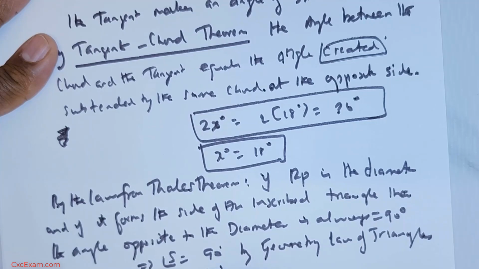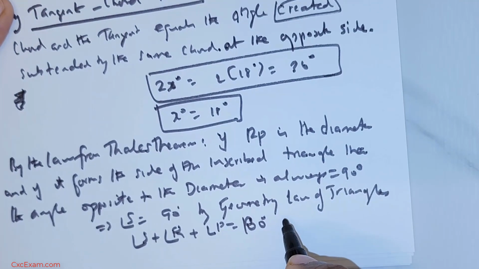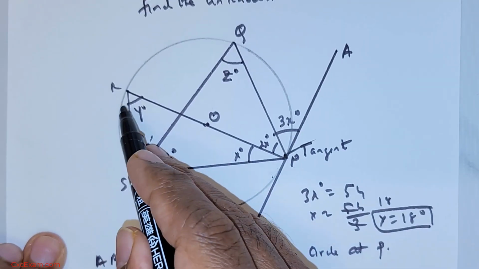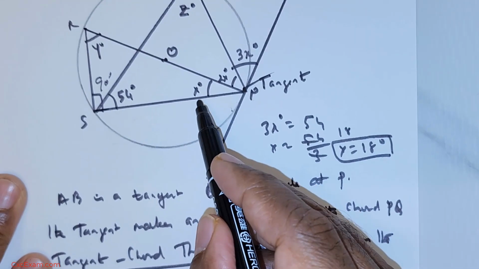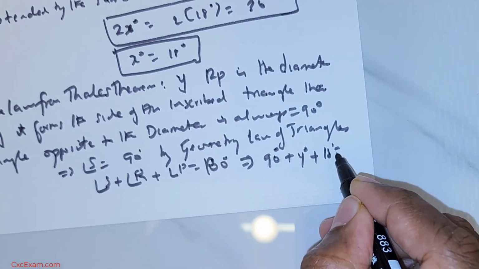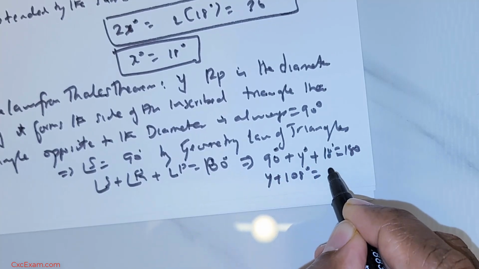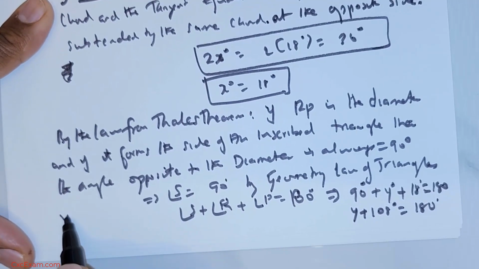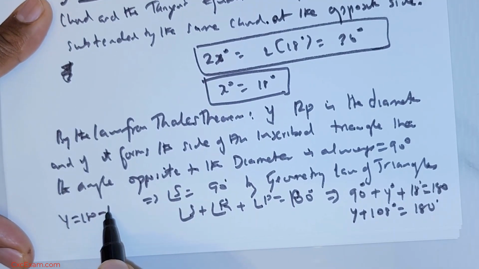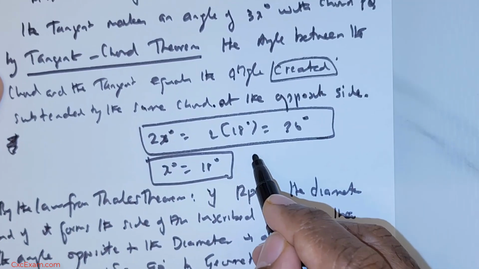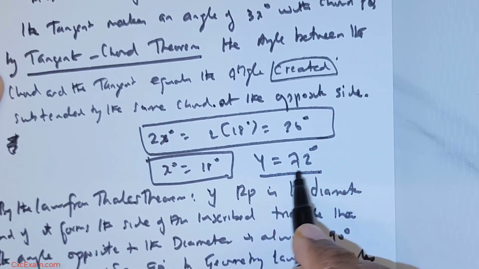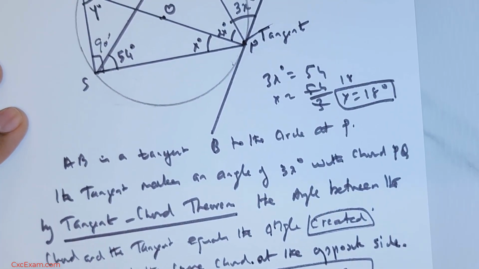Angle S plus angle at R plus angle at P is equal to 180 degrees. So this means angle at S is 90 degrees, angle at R is y degrees, angle at P is 18 degrees, is equal to 180. So this means y plus 108 is equal to 180. So y is equal to 180 minus 108. That means y is equal to 72 degrees, right? So y is equal to 72 degrees. That's a fair one.